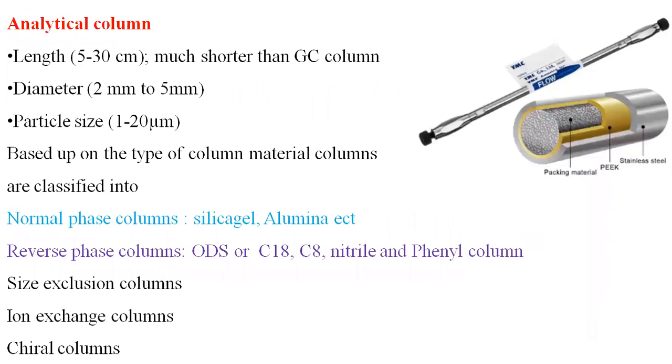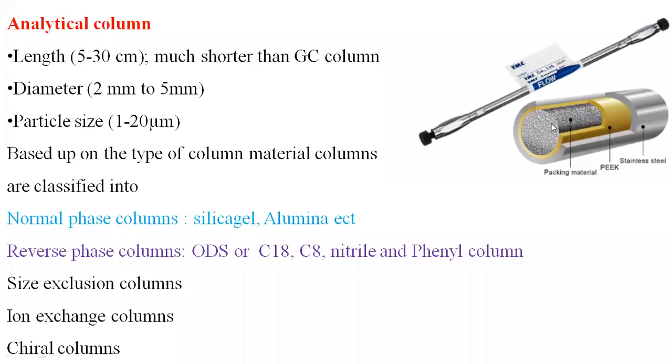Next, the analytical column. The length of the analytical column is 5 to 30 centimeters. The diameter is 2 mm to 5 mm. The particle size is 1 to 20 micrometers only. Here we have different types of analytical columns. What type of material are we packing in the analytical column? This is the packing material.